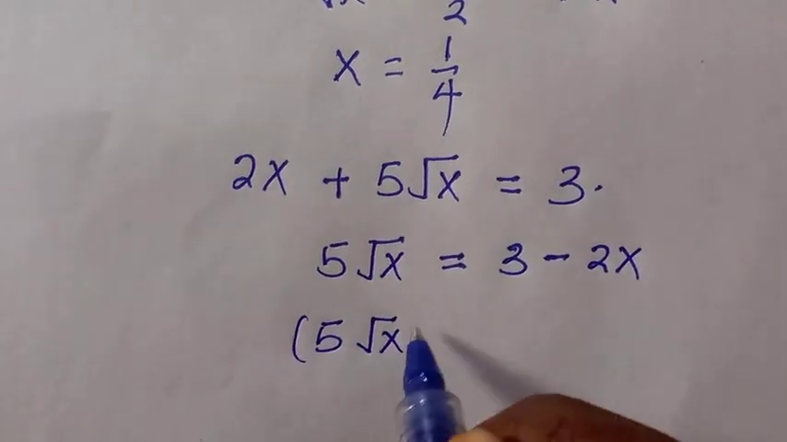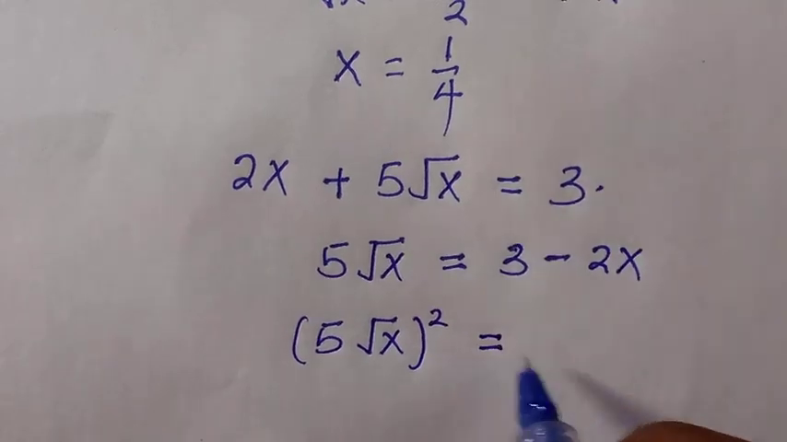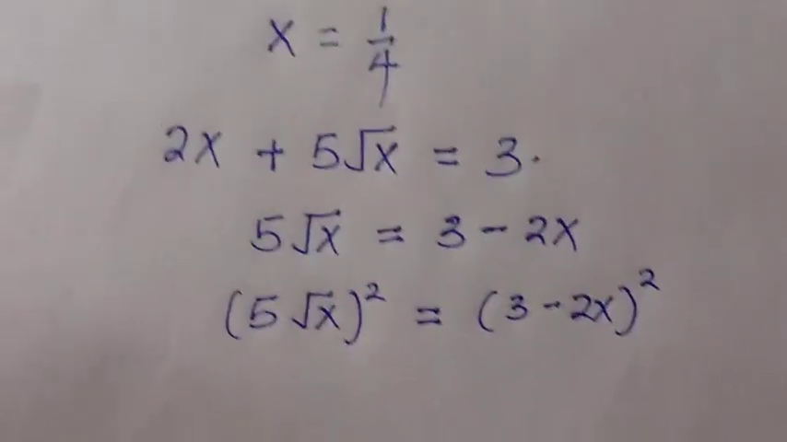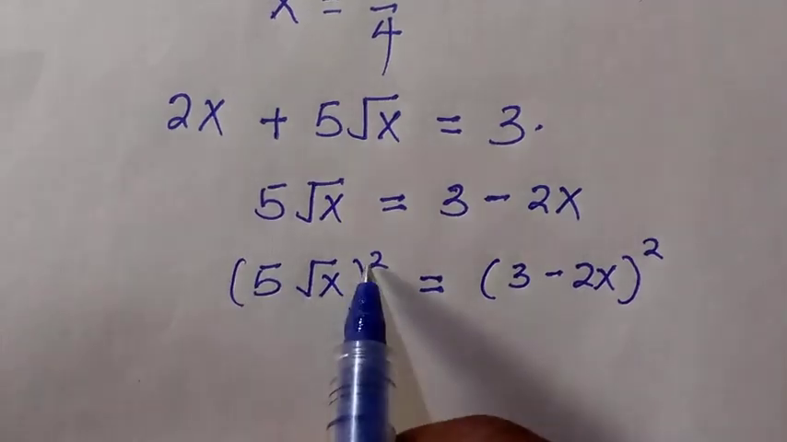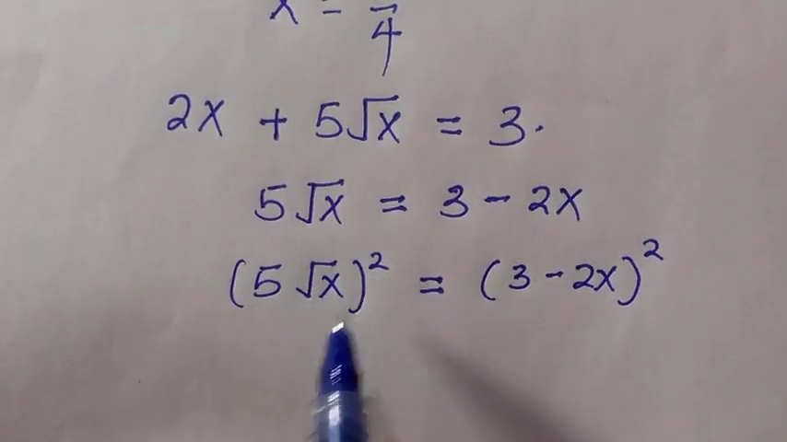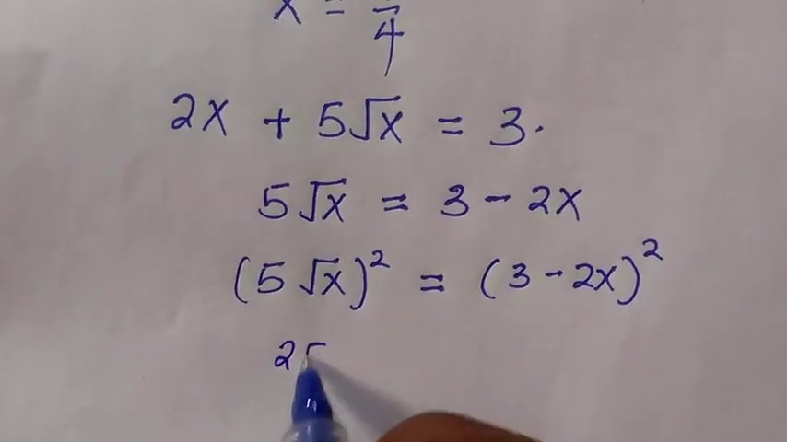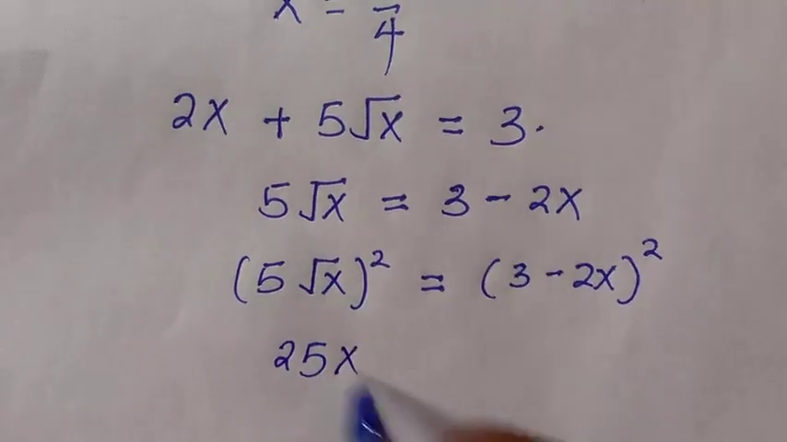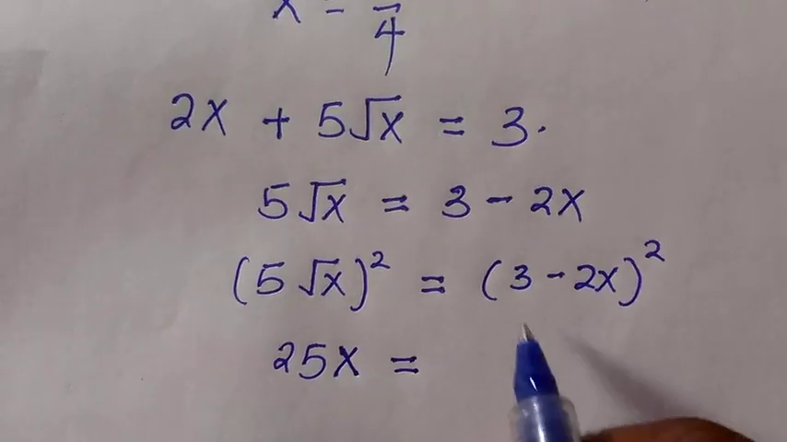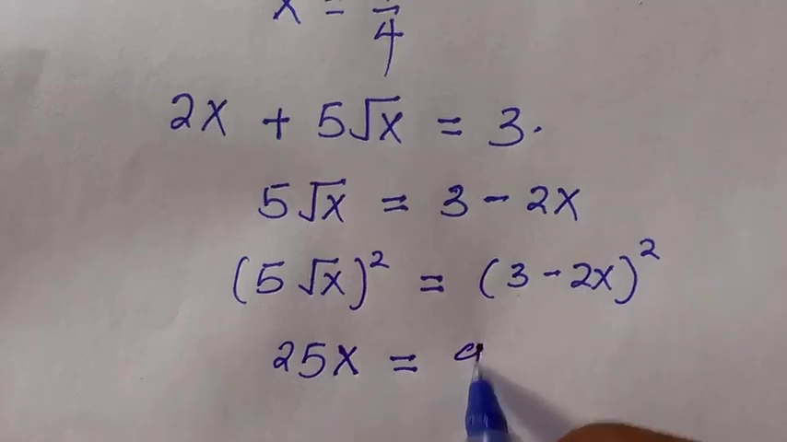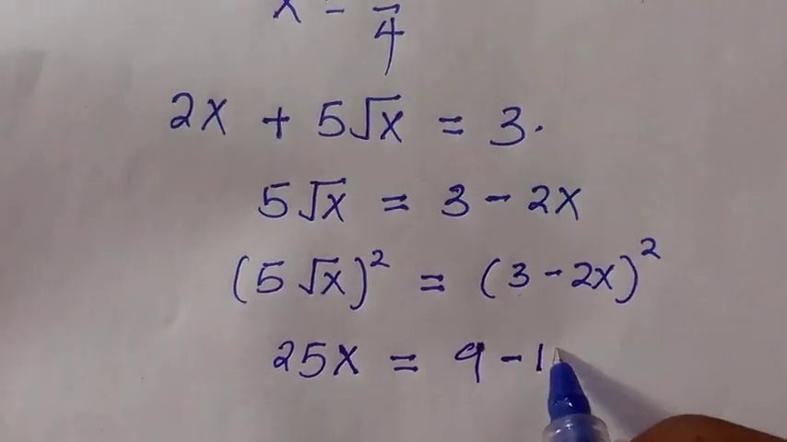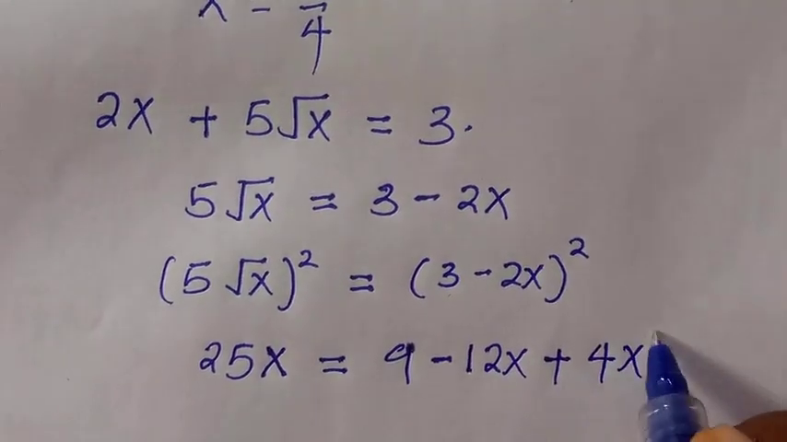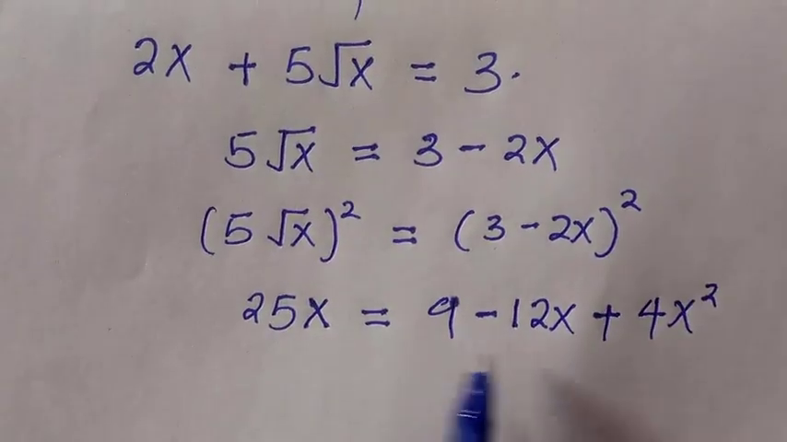5 root x raised to power 2 equals 3 minus 2x raised to power of 2. Then 5 will take square and root x will also take square. When 5 takes square, we have 25. Then root and the square cancel, we have only x. The expansion of the right side becomes 9 minus 12x plus 4x squared. So when we expand this is what we are going to get.